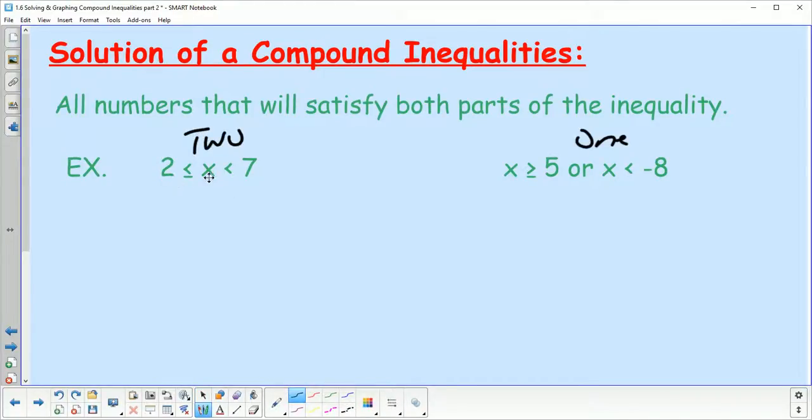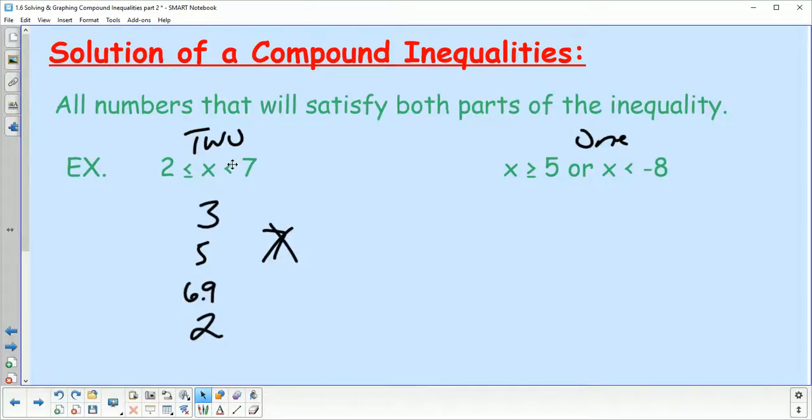Numbers that satisfy this would be something like 3, because that is in between 2 and 7. We could say 5. Also keep in mind that we could have decimals. We could say something like 6.9. That is in between 2 and 7, where 6.9 is greater than 2. It's also less than 7. We could also say 2 because of that equal to piece, but we could not say 7 because it's strictly less than 7.